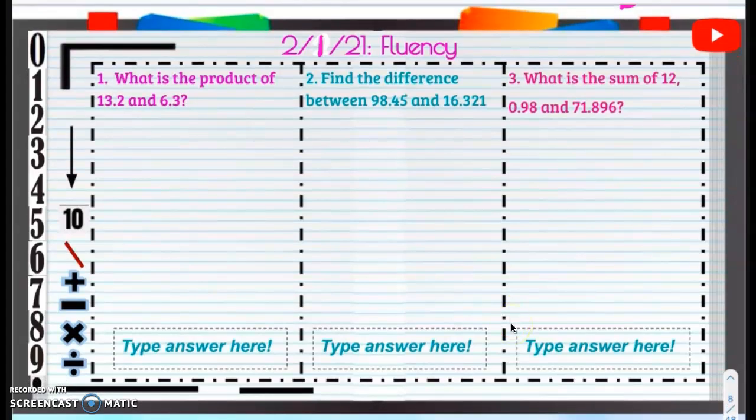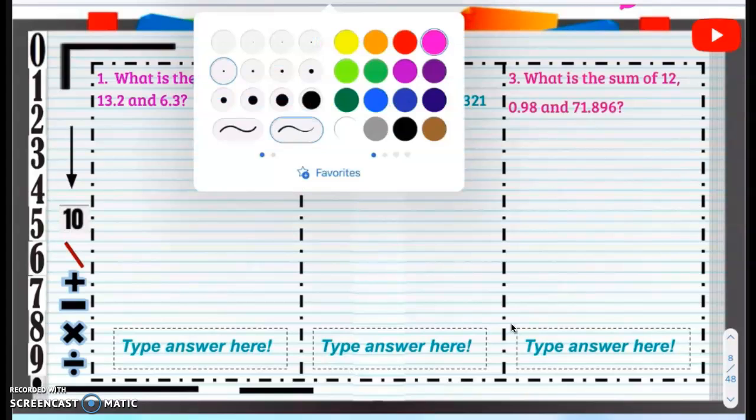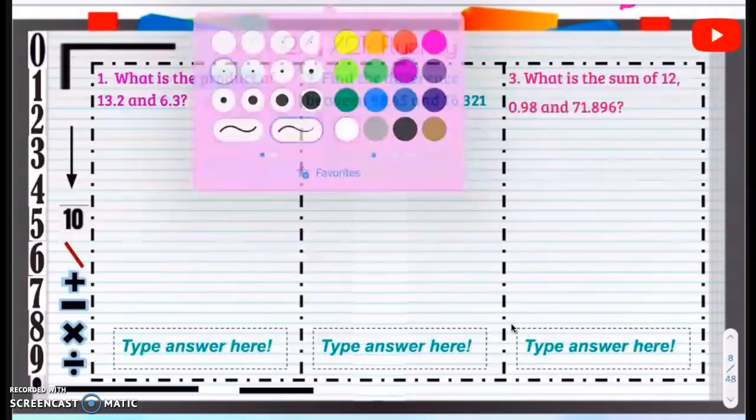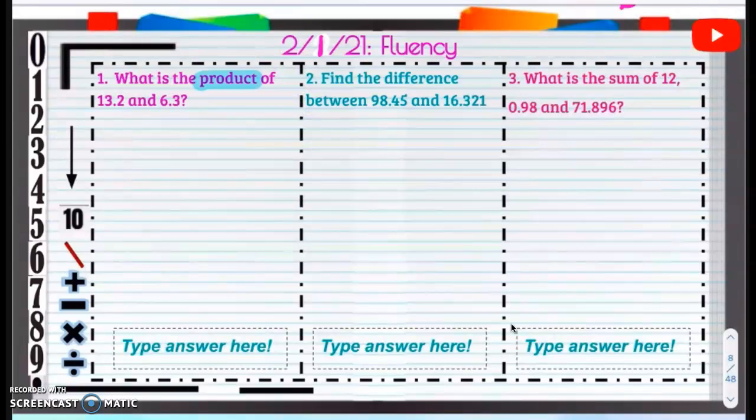Fluency. Number 1, what is the product? Product of 13 and 2/10 and 6 and 3/10. Remember, product means we're going to multiply. Remember, do I have to line up my decimals when I multiply? Nope. I'm going to put them all to the right. So 13 and 2/10 times 6 and 3/10.